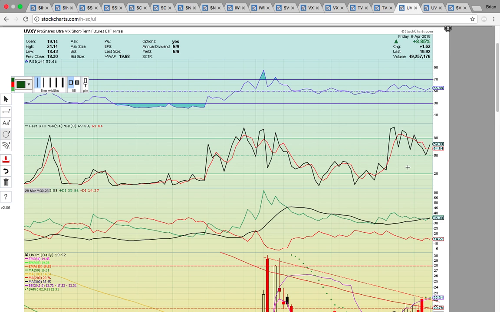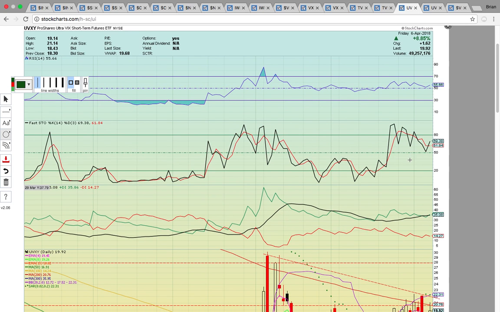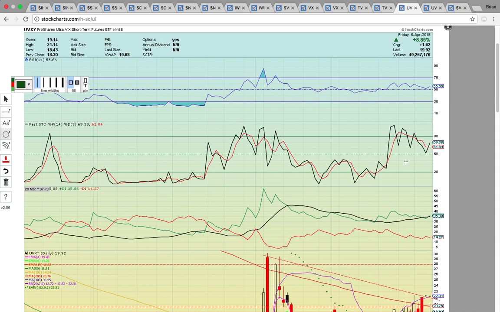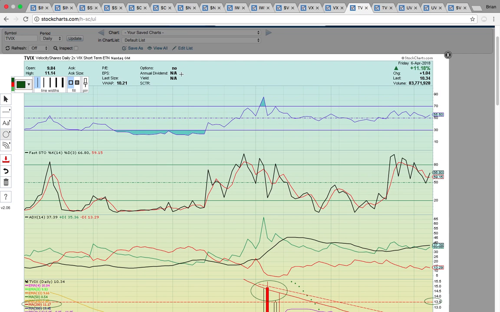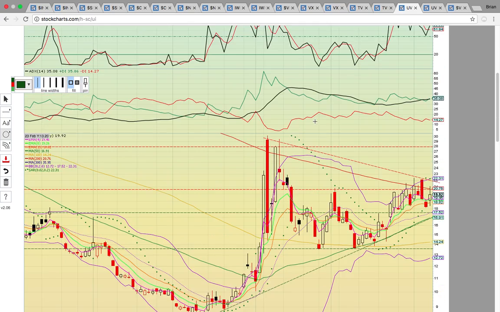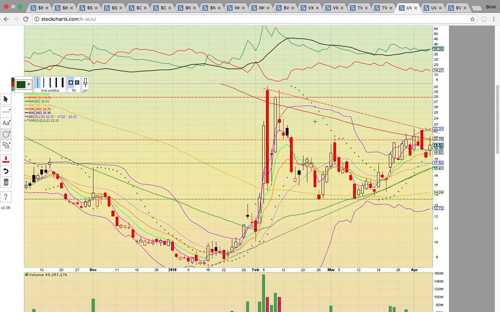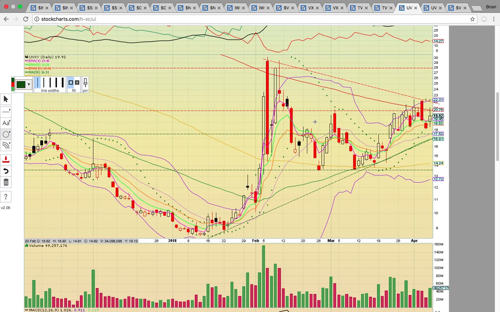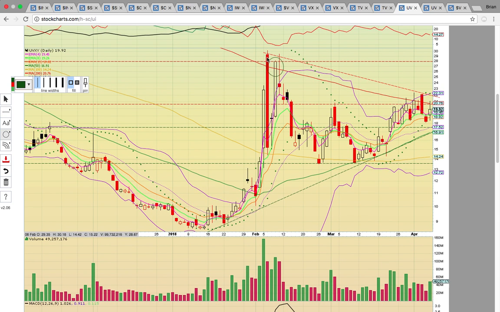Okay, let's look at UVXY. This is the Ultra VIX short-term futures ETF. Now this trades options. TVIX does not trade options. So people that want to trade volatility through options, many use UVXY. They also use VXX as well. And basically, this is hitting that same 200-day simple moving average level. It closed above that level on that February move, but it has failed to close above that level this time.